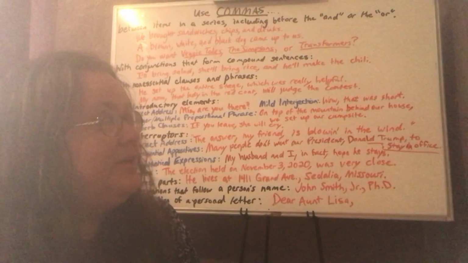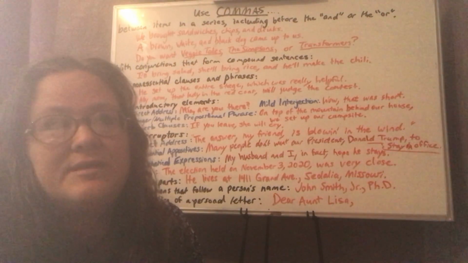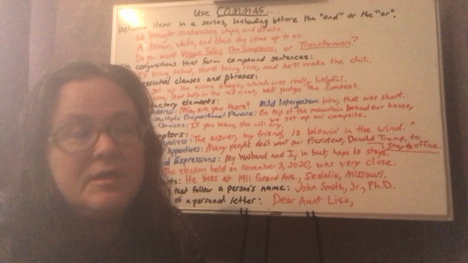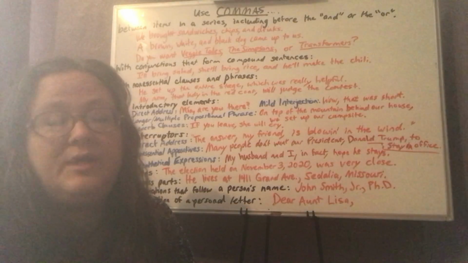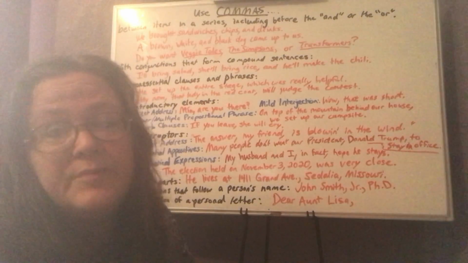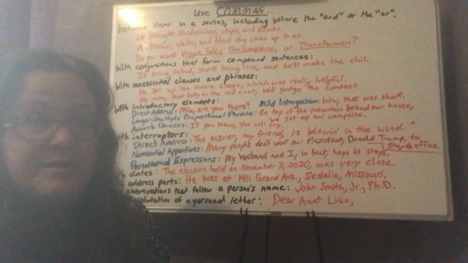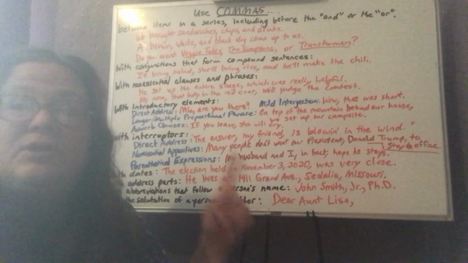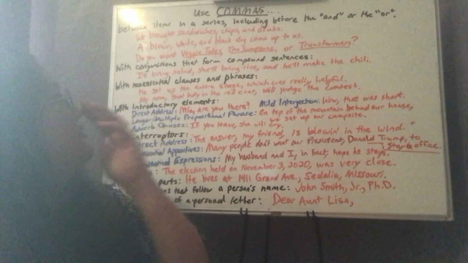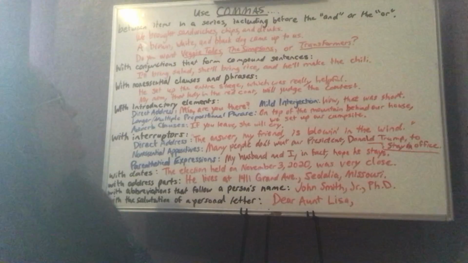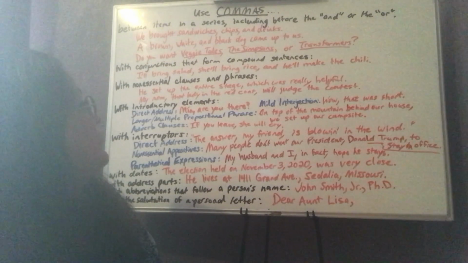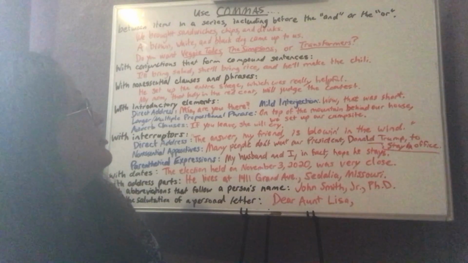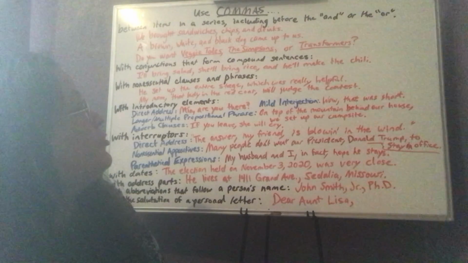Hi, our video this time is going to be on commas. There are several uses of commas which we have gone over before in other years, but let's go ahead and go over them now. I see I have a little bit of a glare, but I think you can figure that out. It says between, where there's the glare. Between items in a series, including before the and or the or.